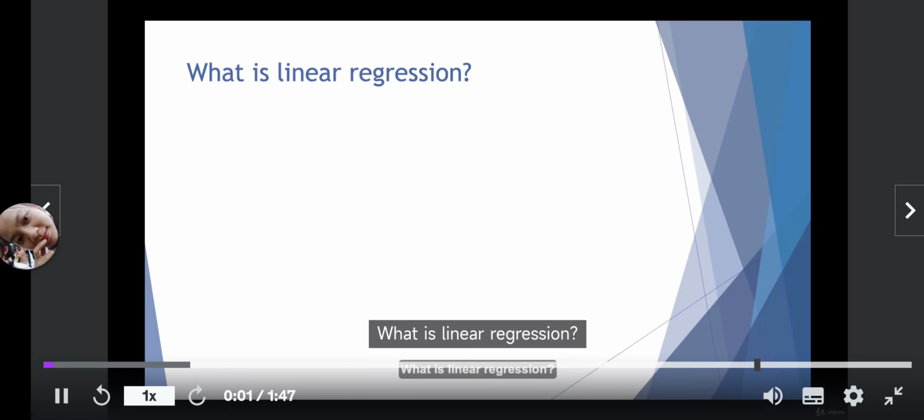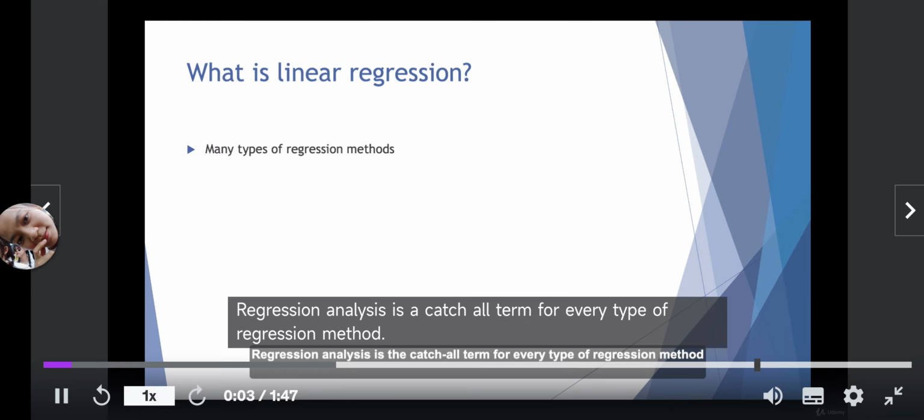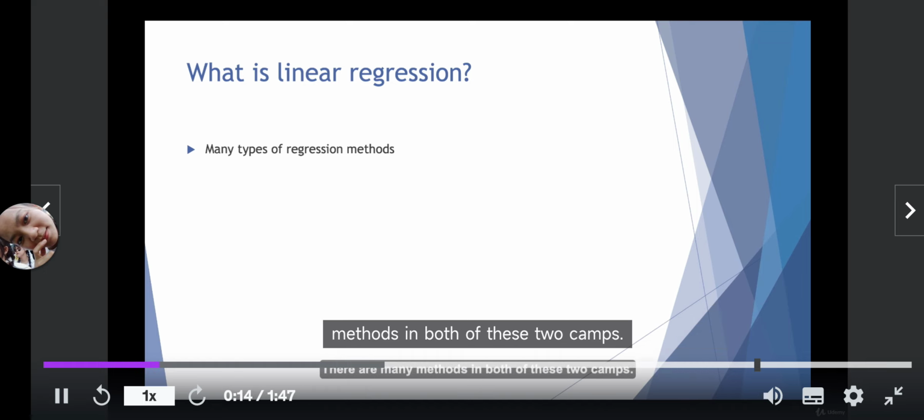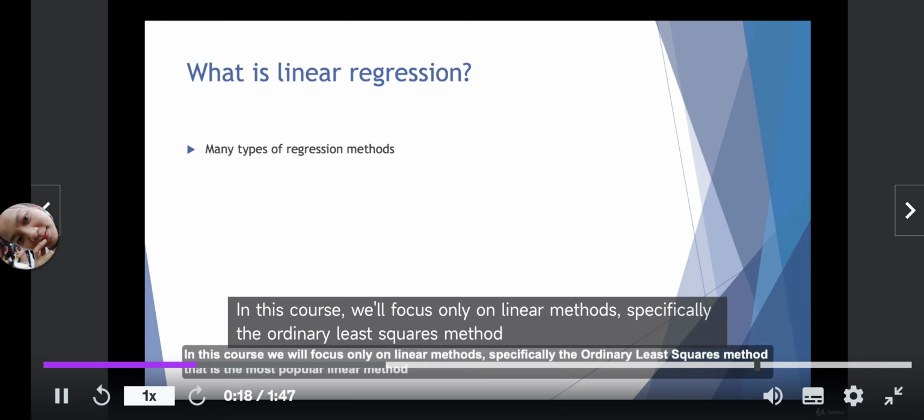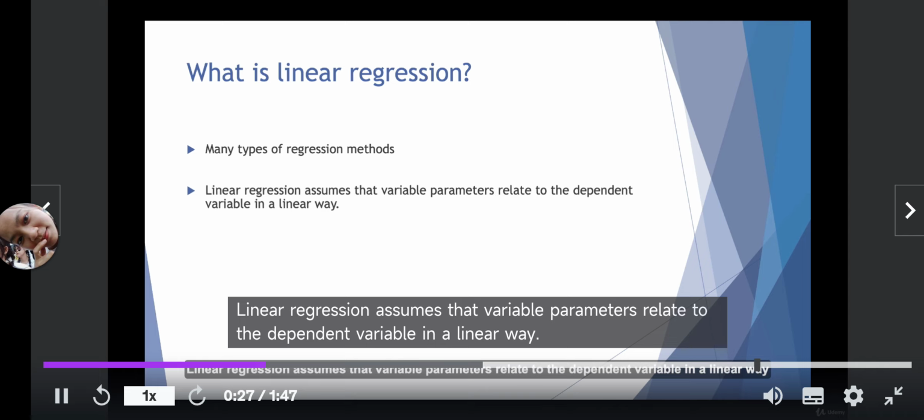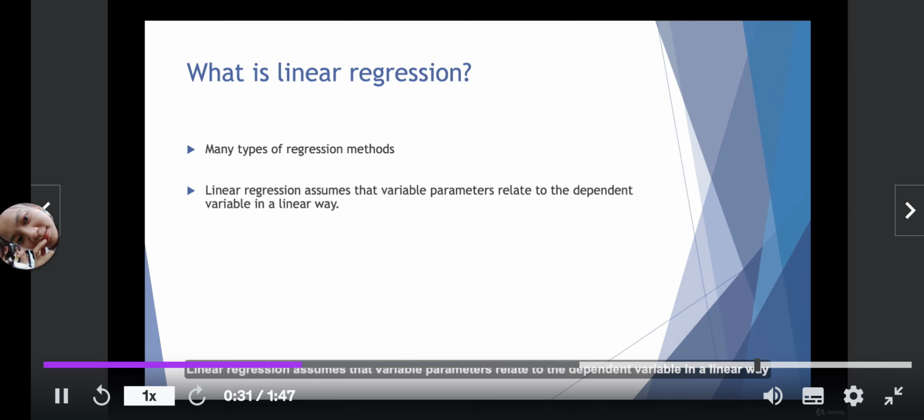What is linear regression? Regression analysis is a catch-all term for every type of regression method. Often regression methods are split into linear and nonlinear regression methods. And there are many methods in both of these two camps. In this course, we'll focus only on linear methods, specifically the ordinary least squares method, that is the most popular linear method. Linear regression assumes that variable parameters relate to the dependent variable in a linear way.